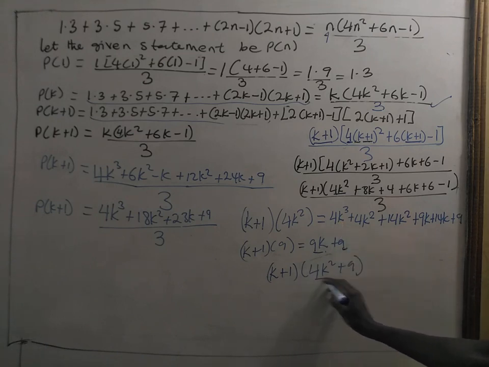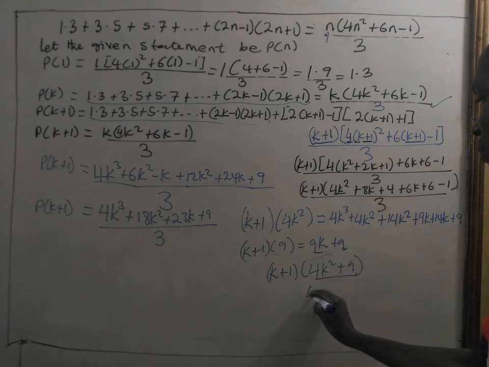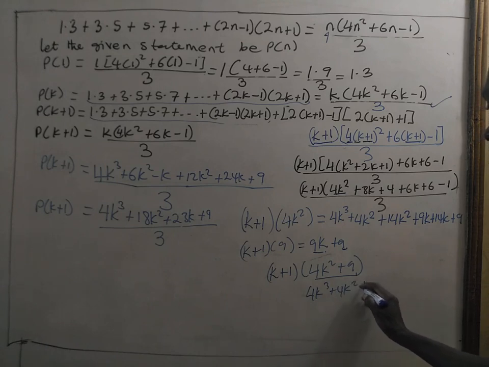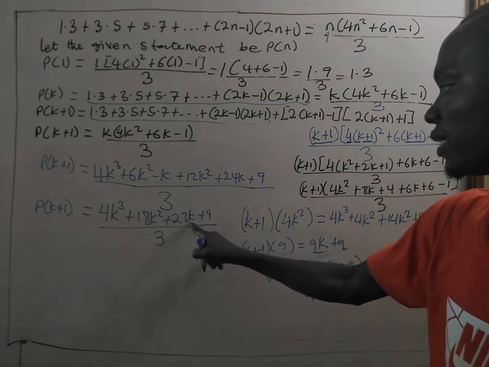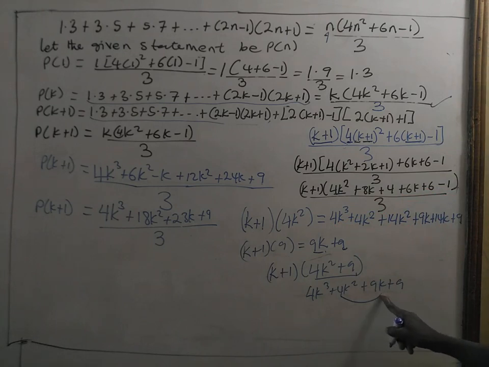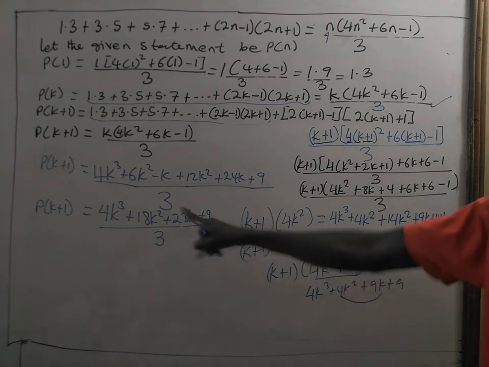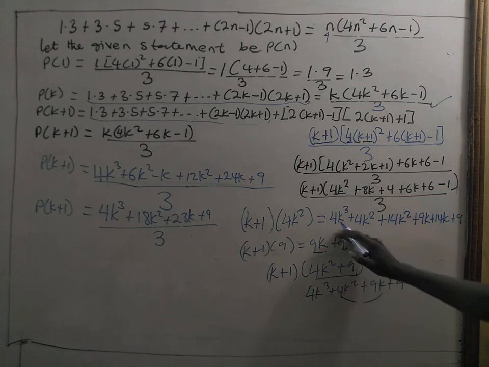So if I expand this one, it will not give me the whole of this, but it will give me 4k cube plus 4k squared plus 9k plus 9. Right? So 4k squared, then I'll add 14k squared to it to get my 18k squared. Then this is 23k and I have 9k. So I add 14k to this to get my 23k. You can use this idea to get here. That is very great.